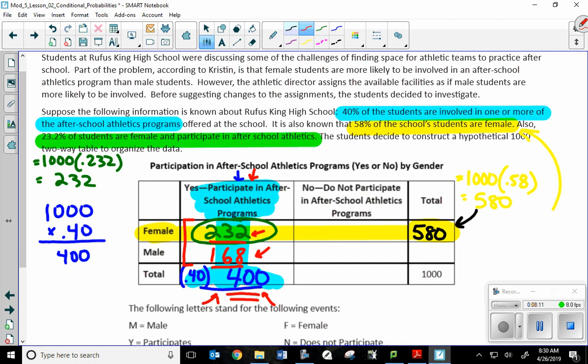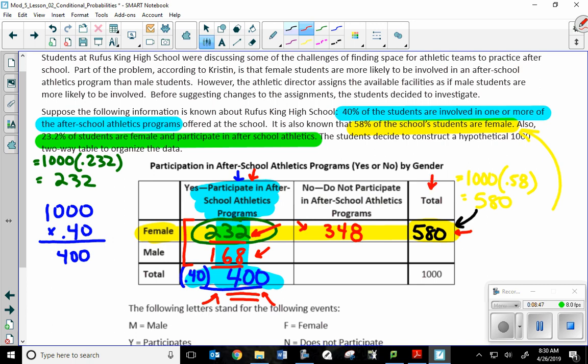So let's look at our female row, the one that's highlighted yellow. There are a total of 580 females. 232 participate in sports. That means I should have a number that does not participate in sports, that if I add it to 232, gives me 580. All right, and that's going to give me, wait for it, 348. Yeah. I think that's right. That is right.